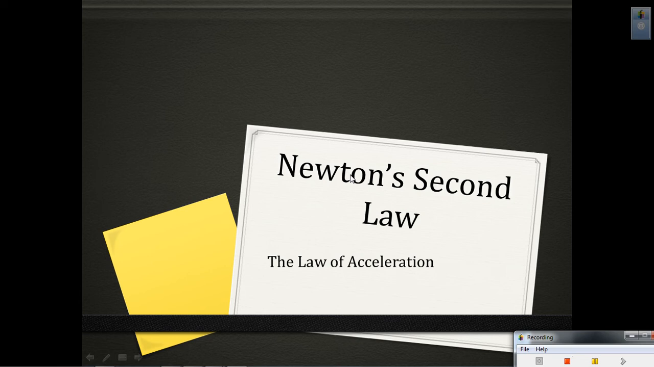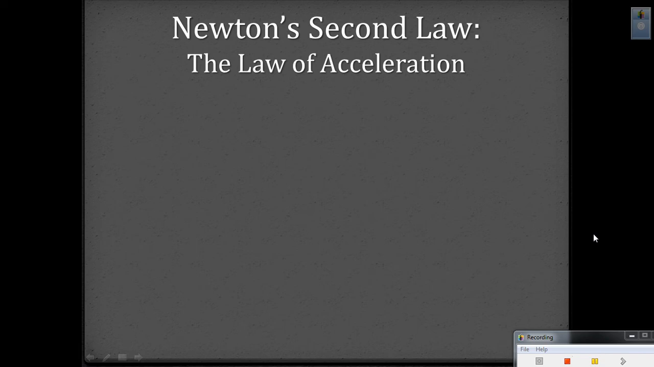Newton's second law, the law of acceleration. Newton's second law, or the law of acceleration, states the acceleration of an object depends on the amount of force applied to the object and to the object's mass.